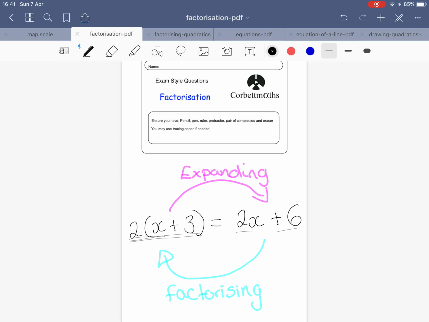So that's expanding. If I was to go backwards, where I've got the answer already and I want to put it back into the bracket, that's called factorising. So I would look at what goes into 2x and 6. That's 2, that goes on the outside of my bracket, and then inside would be x plus 3. So I'll go on and explain a little bit more as I go through each one.